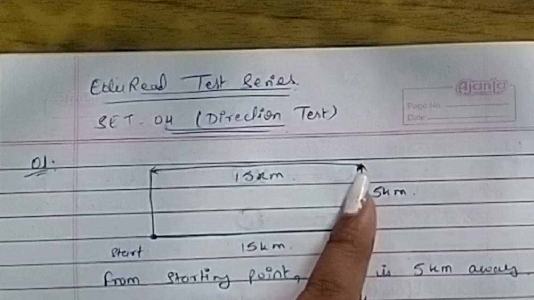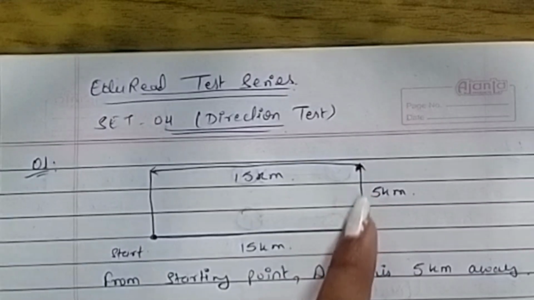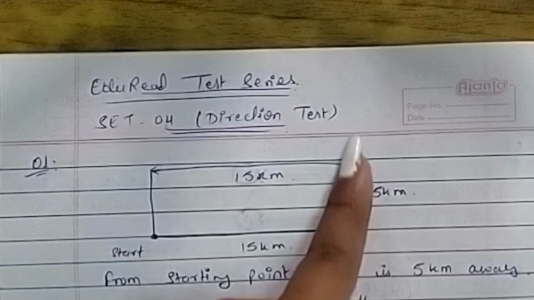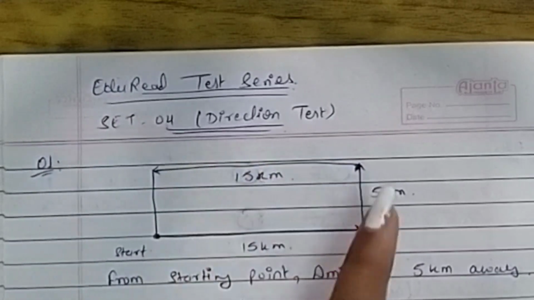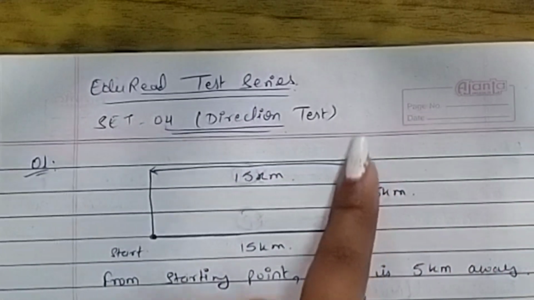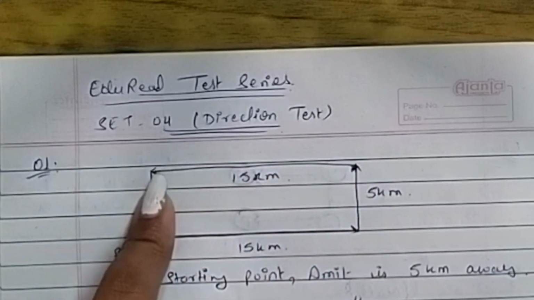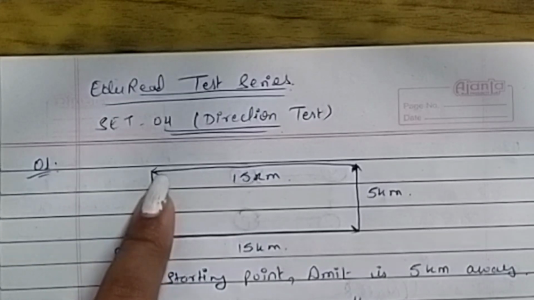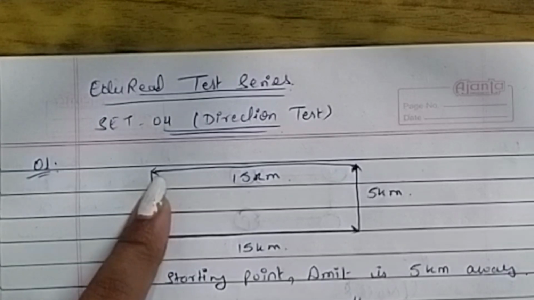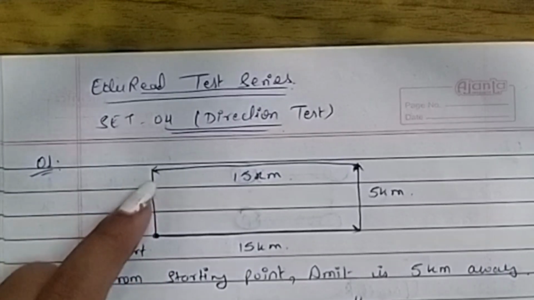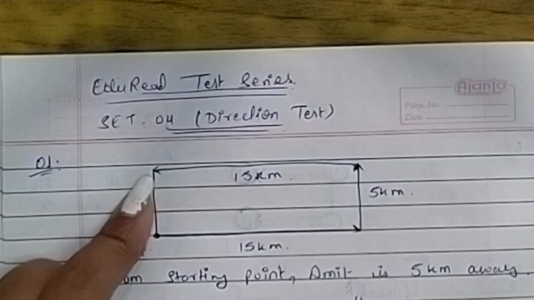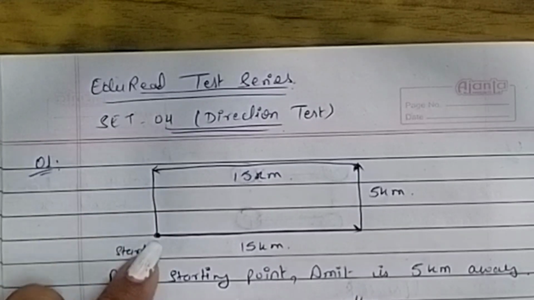After completing the 5 kilometers, he then turned left again. When you are facing the north direction, the left will be like this and the right will be like this. So by facing this direction, he took a left turn and walks for 15 more kilometers. Here at this point, he has completed the journey. Now, how far was Amit from the starting point? After reaching his destination, he is here and he started his journey from here.